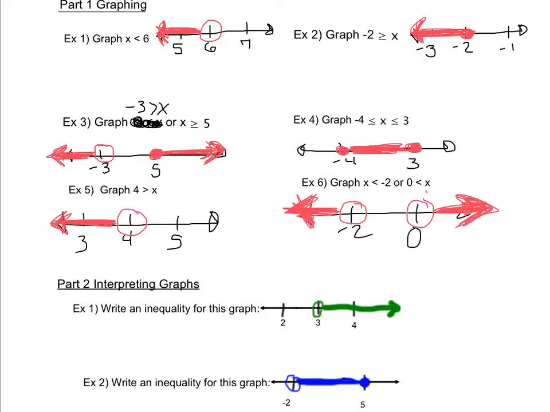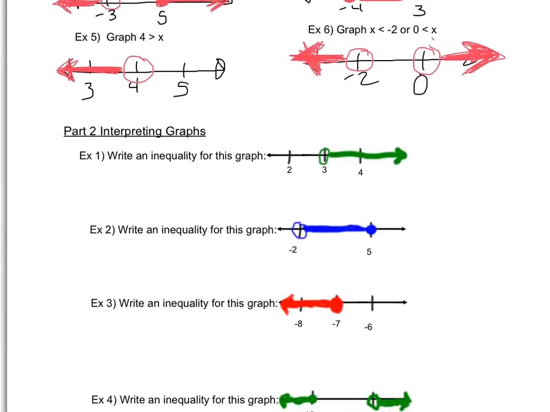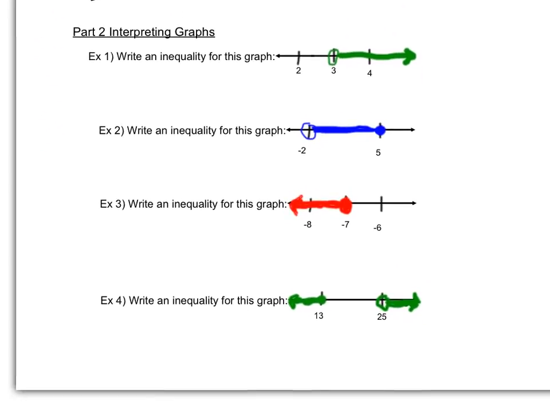Moving on to part 2 of the video. Now we are given the graph. I have 4 examples where we're given a graph and we have to write an inequality. So first thing I'm going to do is pick a variable. It does not matter which one. Let's say I say x. And if I'm comparing x to this 3, it looks like all my shading is greater than 3.